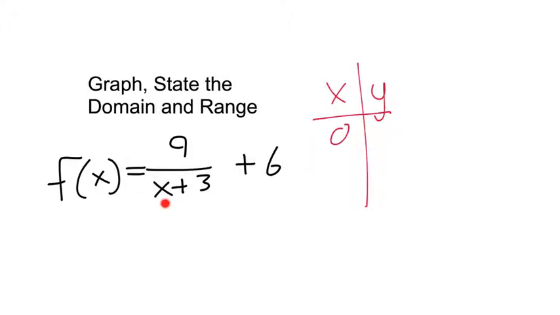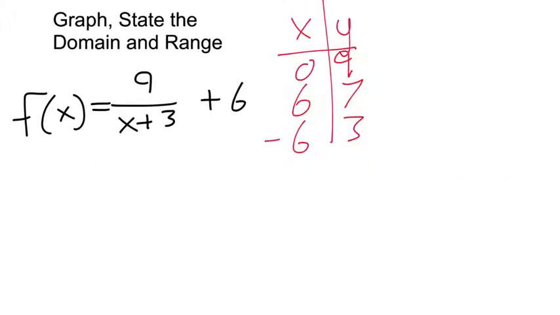So if I plug in a 0 for x, I get 9 over 3, which makes 3. And then 3 plus 6 makes 9. If I plug in 6 into my function, 6 plus 3 makes 9. 9 divided by 9 is 1, and then that 1 plus that 6 makes a 7. If I plug in negative 6, negative 6 plus 3 makes negative 3. 9 divided by negative 3 makes negative 3, and negative 3 plus 6 makes positive 3. You can continue like that and fill up the table, which I'll do for you real quick.